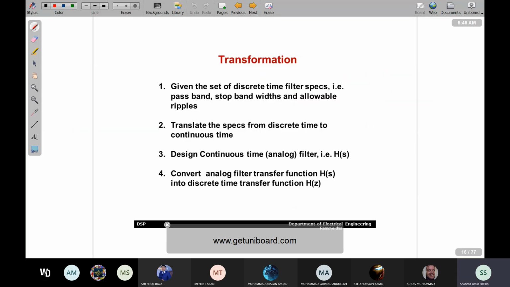So in fact we were talking about how we need transformations because we want to use analog filter design material. So that's why the transformation is helping us in that regard. And the specifications are given to us in discrete domain. We translate these specifications from discrete domain to continuous domain using that particular transformation. And then we design our filter in continuous domain, in analog domain, and then convert that analog domain filter, or H(s), into discrete time domain filter as H(z).